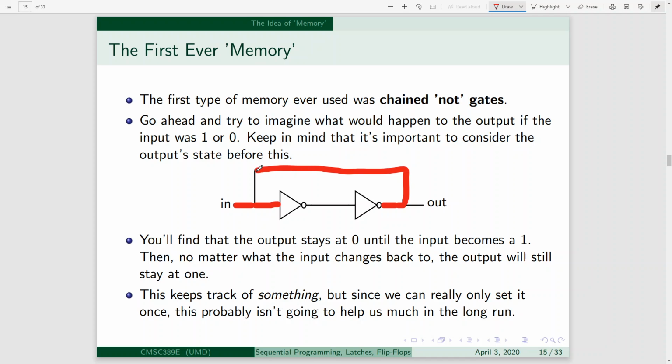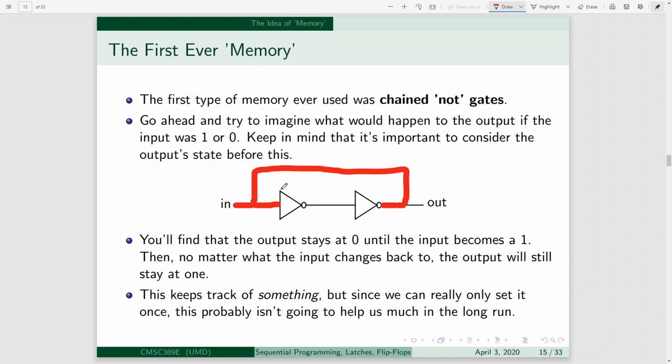Kind of comes around here, and then maintains persistence here, right? Our key is to imagine what would happen if the input was 1 or 0, because right now, when we have a current flowing through here, the output stays at 0 until the input becomes a 1. Then, no matter what this input changes back to, the output will still stay at 1, right?